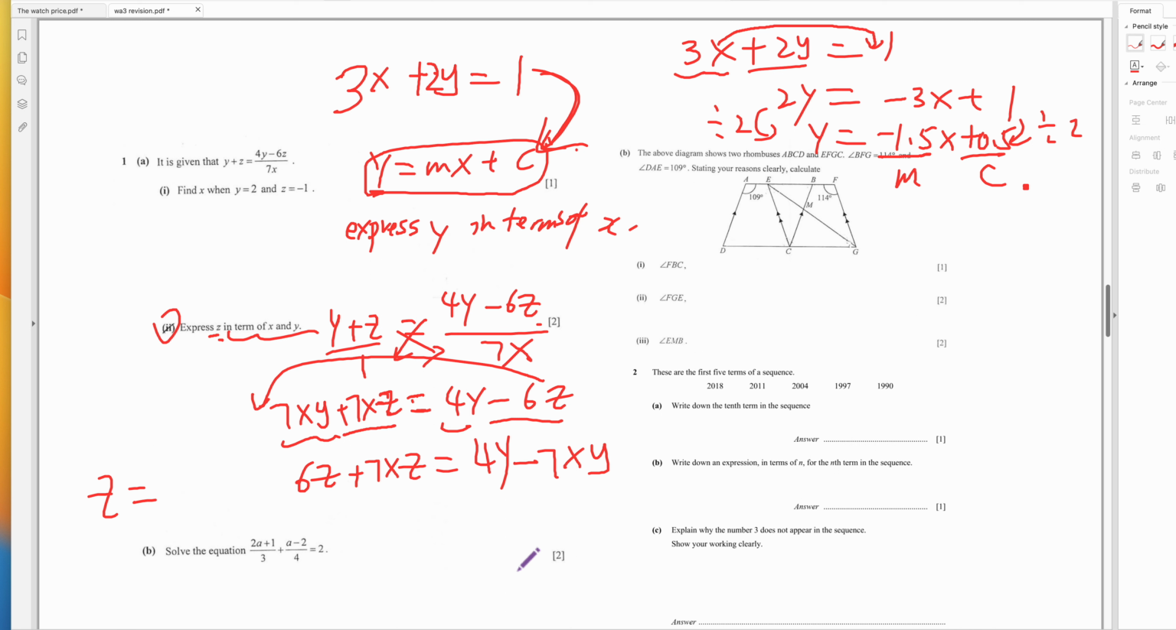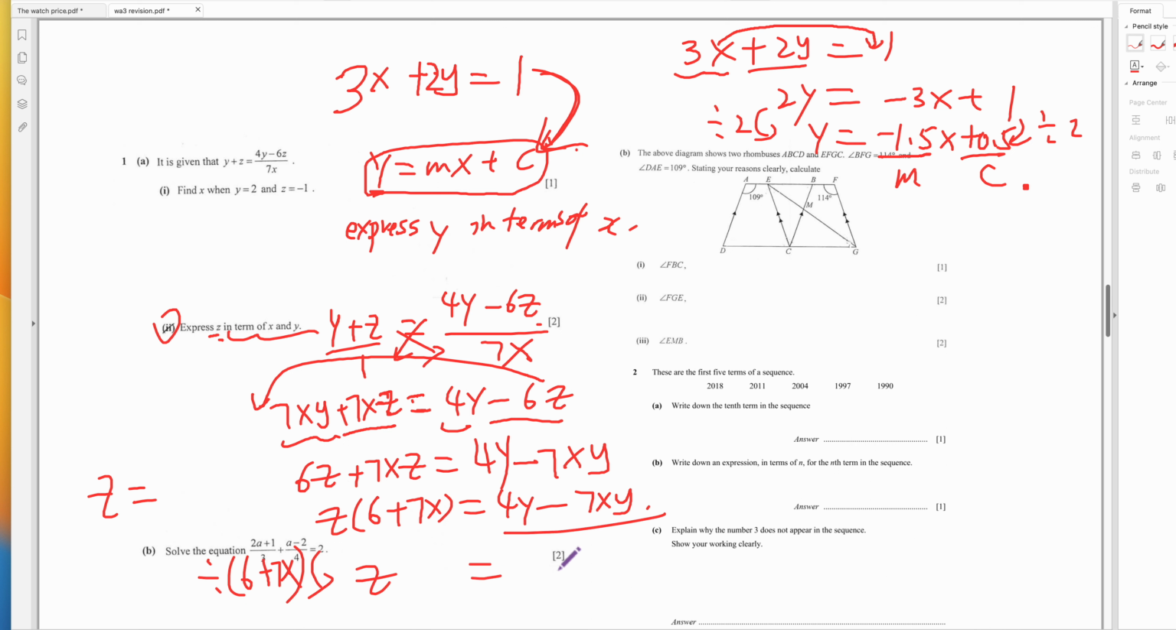This one, 7xy, needs to move to the other side because you need non-z on the other side. So it's minus 7xy, right? Now your job is to take out common factor z. So it's 6 plus 7x. How do you get z? We divide by 6 plus 7x. So the left hand side divide by this, and this one also must divide by the same brackets. Okay, actually no need for brackets here also. That's it, done. That's z already. Can you see? This is free of z.